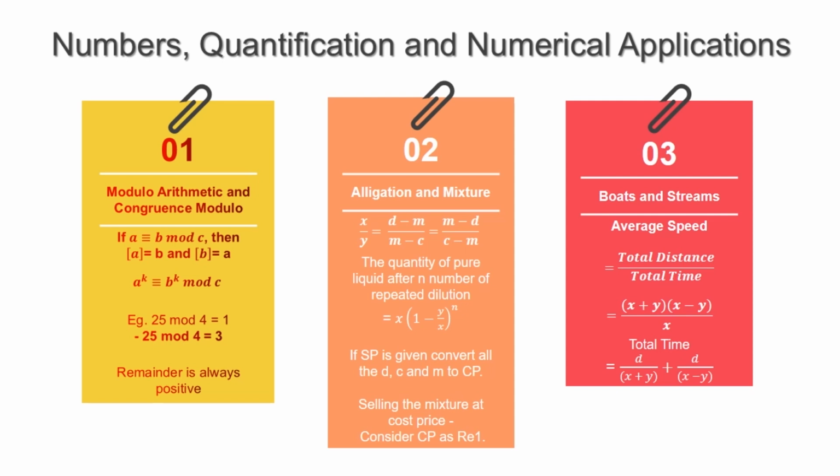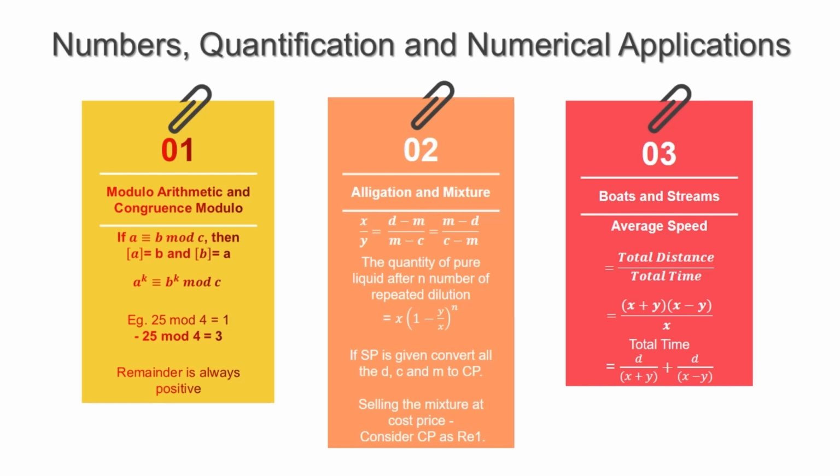But the thing is, if the questions are given with SP, CP, mixed values, then convert everything to cost price before proceeding with the question. And there is one question like selling price of the mixture at the cost price. In that question you have to consider cost price as 1 rupee to proceed.